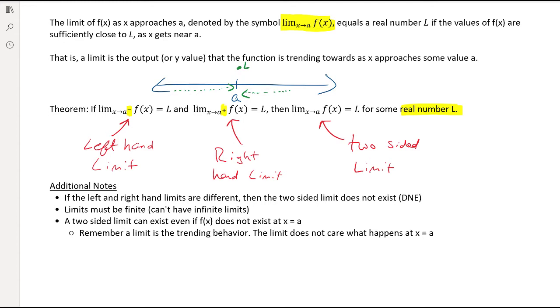Okay? All right, so those are the three different types of limits we're going to be looking at. We have the left-hand limit, a right-hand limit, and then a two-sided limit. How do you know which limit you're dealing with? It all depends on if you have a superscript and what that superscript is, or if you don't have a superscript.